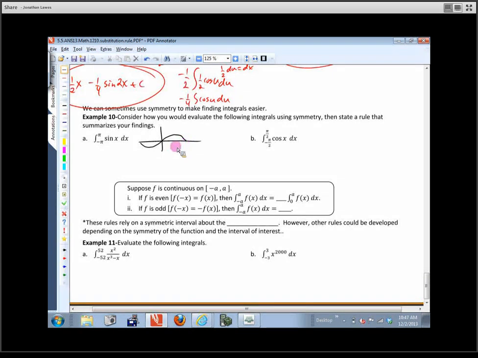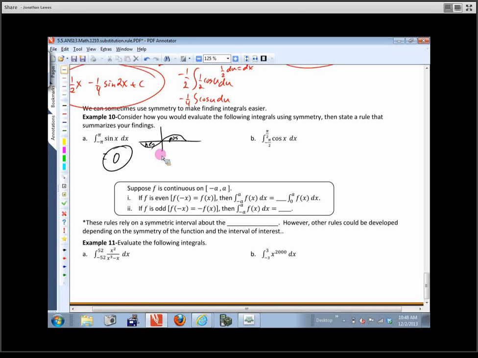And we know that because of the symmetry, this right here would be negative and this right here would be positive. So the answer on this one is 0. The definite integral, the net signed area, ends up being 0. So this was an odd function on an interval symmetric about the origin.